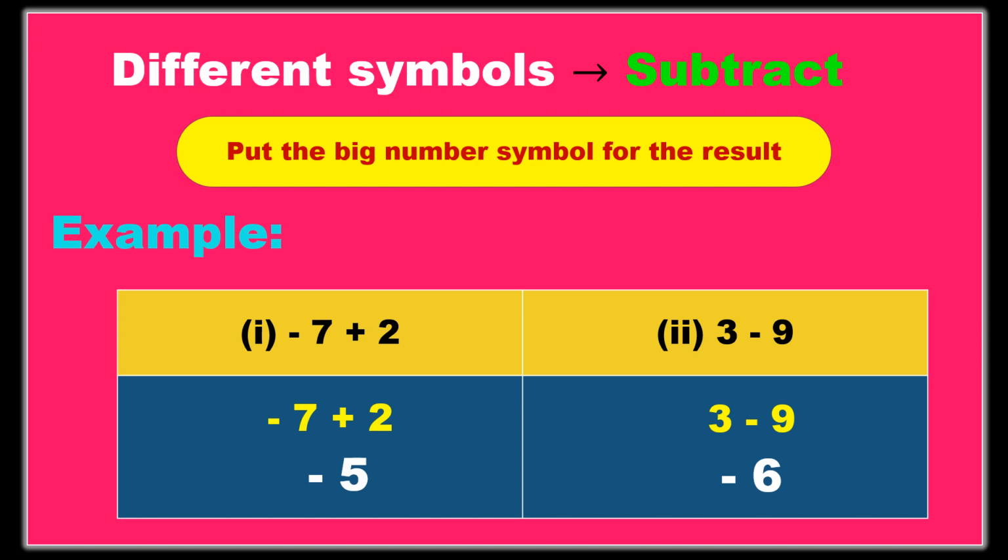So this is very, very important. Please don't do mistake in these two rules. First rule is add when the same symbols are there and put the same symbol. Remember like this. Same symbols add and put same symbol. Different symbols subtract, put big number symbol. Understood? These two rules are very, very important.